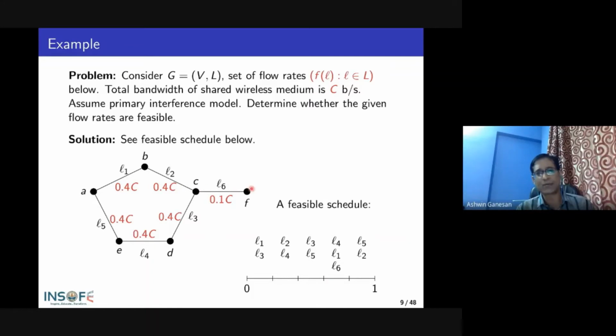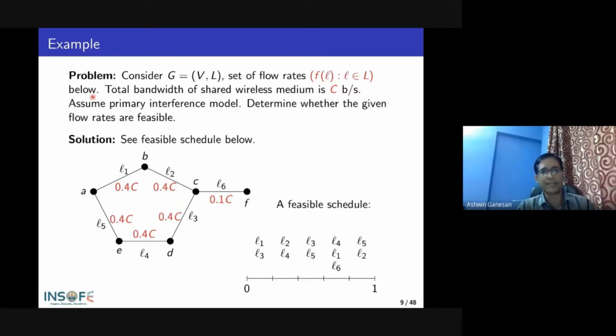This link has a data rate requirement of 0.1c bits per second. This link, L1, has a data rate requirement of 0.4c bits per second. L2 has a data rate requirement of 0.4c bits per second. Now, the total bandwidth of the shared wireless medium is c bits per second. So all the demands for the links are less than c. So it appears that all the links can just transmit at c bits per second and achieve their data rate of 0.4c or 0.1c bits per second.